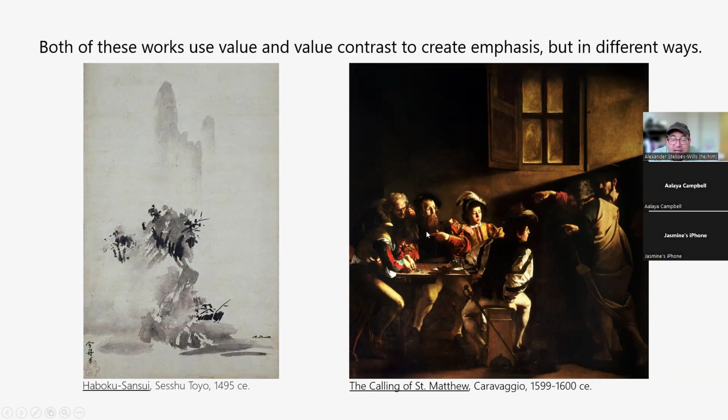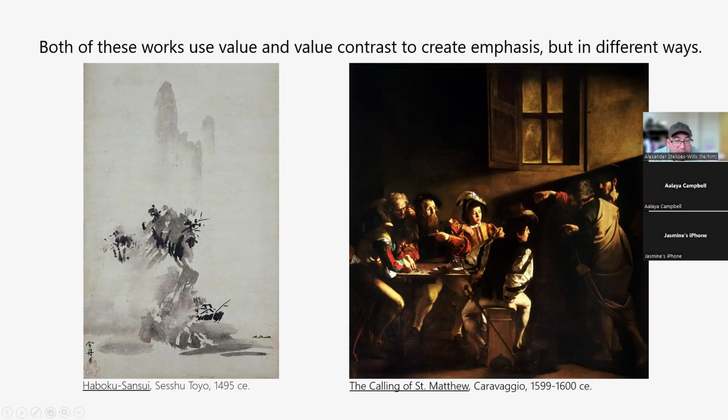Right? And notice how interesting it is that St. Matthew, but really I feel like that figure right there who's leaning on St. Matthew is the one that most of the attention goes to because he's got that cool outfit and the cool hat, and he's got more lighter values on him, and so he stands out more in this dark space.